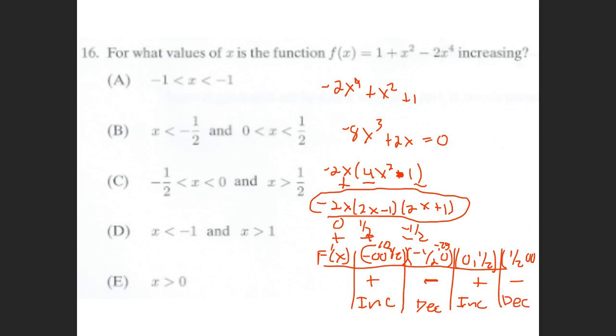So where it asks, where is it increasing? It's increasing from negative infinity to negative 1/2. It's also increasing from 0 to 1/2. So my answer, x is greater than 1/2? Nope. 0 to 1/2. Yep. X is less than negative 1/2. Yep. So that's going to be my answer. So those are some multiple choice questions off of that review.